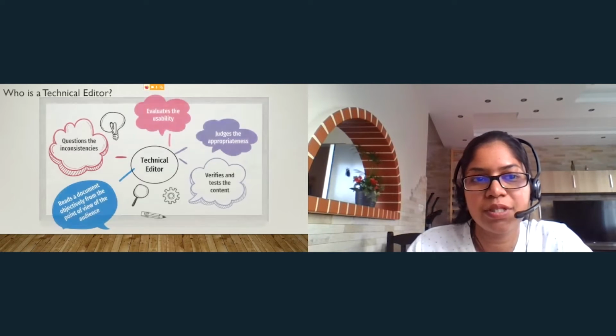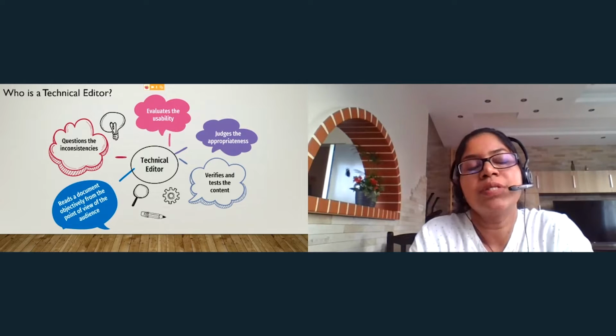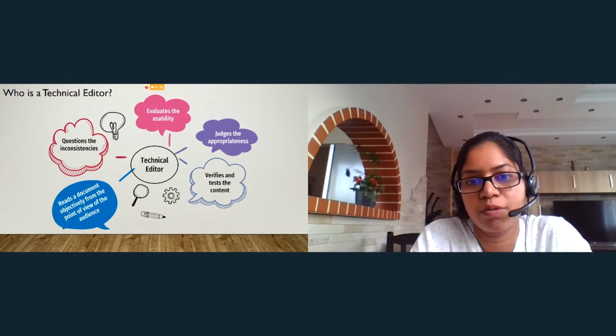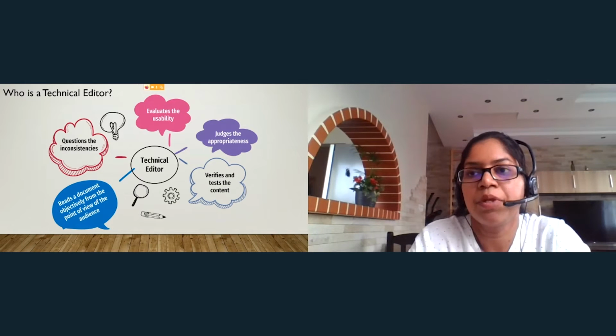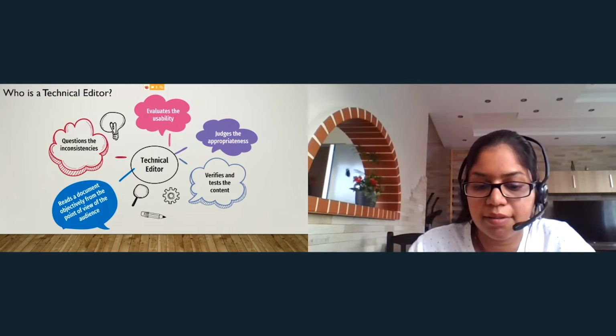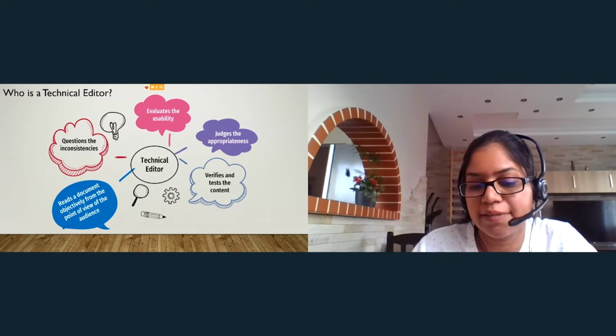So who's a technical editor? Someone who's not very closely associated with the document. So he or she can evaluate the usability of the content, can judge the appropriateness of the content, can verify and test the content, also can read the document objectively from the user's point of view, and can question the inconsistencies. So what is the role of the technical editor? The technical editor helps the writers bring the content one, two, or several steps closer to the audience, especially the intended audience.